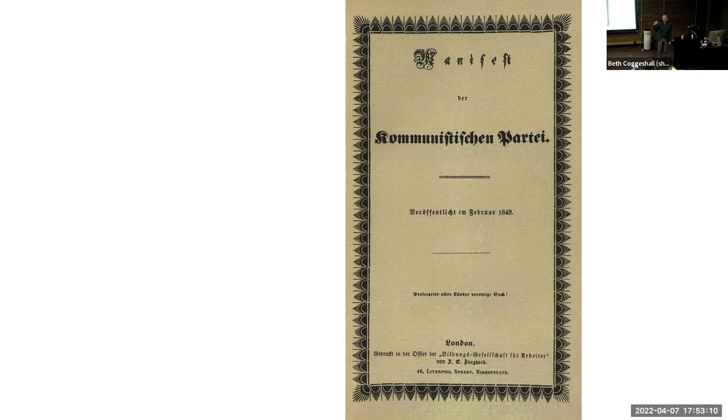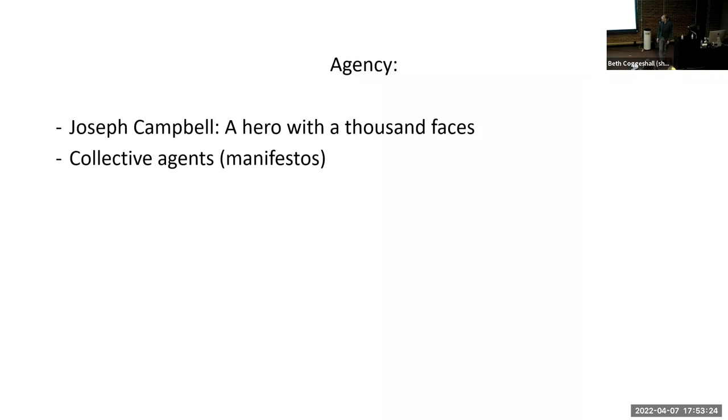And I think, by the way, that that's one reason why the Communist Manifesto survived and what distinguished it from all these other manifestos that were floating around revolutionary Europe in the middle of the 19th century. So here then we have a collective agent instead of the individual male hero.